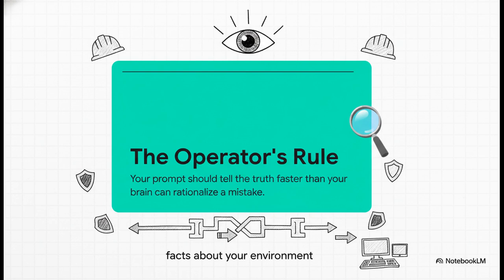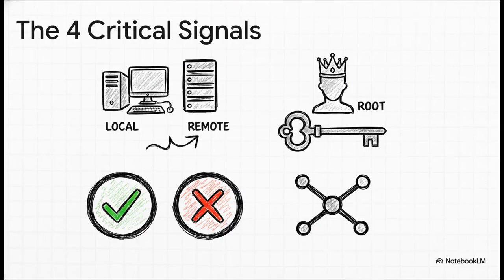Its only job is to scream the truth at you before your brain has a chance to make a bad assumption. So what does that look like in practice? Well, it boils down to these 4 critical signals. These are the non-negotiables. First, host context. Am I local or remote? Simple. Second, user context. Am I root right now? Super important. Third, exit status. Did my last command actually succeed or fail? And fourth, git state, so I don't commit chaos. Your prompt has to answer these questions instantly.